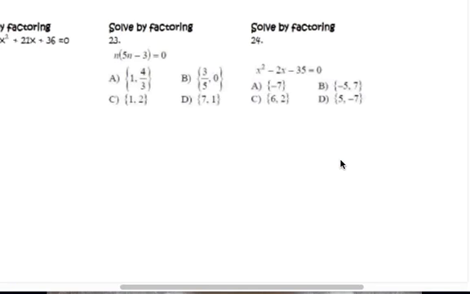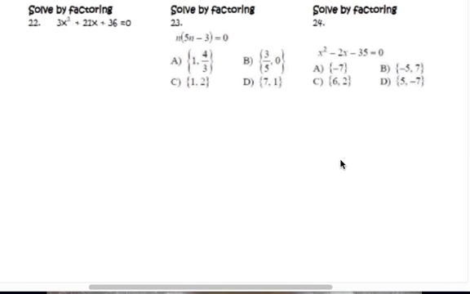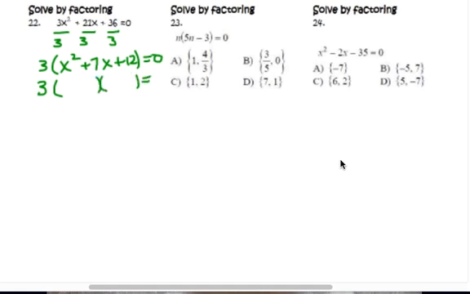Let's keep going. Okay, 22. Now this one, because there's a number and the a value is something other than 1, let's see if we can factor this 3 out first. It looks like we can, right? So we have 3 parentheses, x squared plus 7x plus 12. And don't forget we have this equals 0 here at the end. Now we're going to factor this parenthesis down into 2 parentheses like we've been doing. So we know we've got our x in front, 2 numbers that multiply to 12 but add up to 7. 3 and 4. Positive 3 and positive 4.